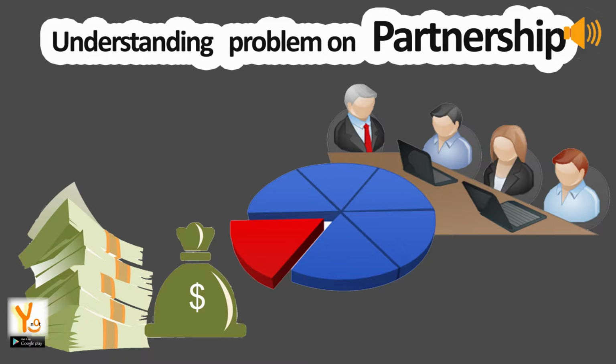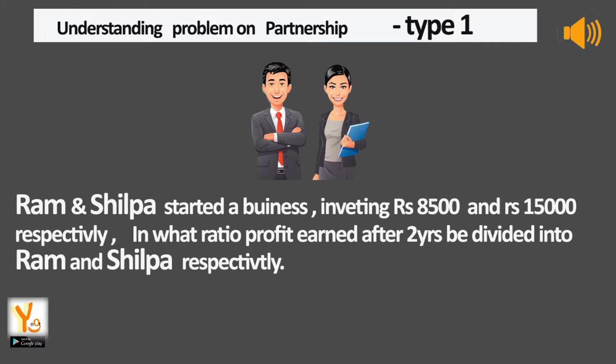Understanding problems on partnership. Type 1. Ram and Shilpa started a business, investing rupees 8,500 and rupees 15,000, respectively. In what ratio should the profit earned after 2 years be divided between Ram and Shilpa respectively?